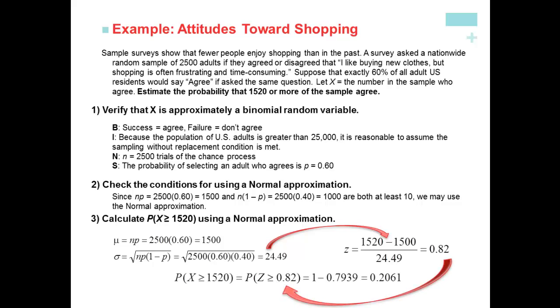So in finding the probability that z is greater than or equal to 0.82, I would use the z-table and find the probability that z is less than 0.82 and subtract it from 1. That value ends up being 0.2061. So what that means is there's about a 21% chance that I would find a sample where 1,520 or more agree.